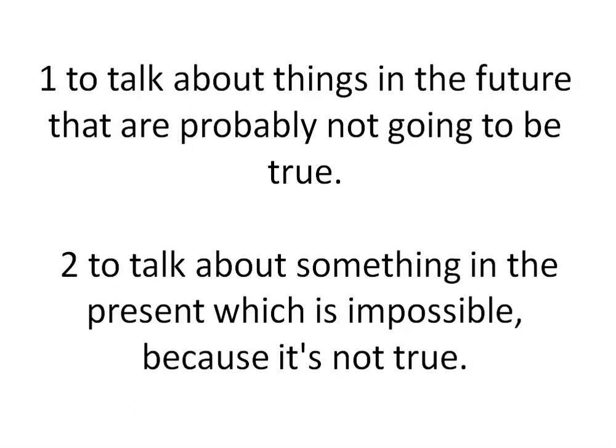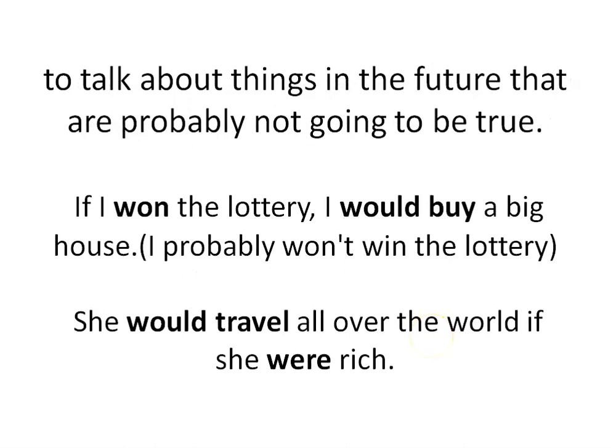In two circumstances we use the second conditional. This is the statement. And what are the two situations? The first one, about the things in the future that are probably not going to be true, that are not going to happen. And the second situation is to talk about something in the present which is impossible because it's not true. Seems something vague, something ambiguous, something that cannot be understood easily. That's why we shall take some examples and we will analyze the concept.